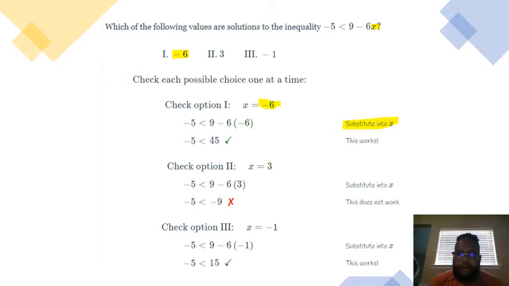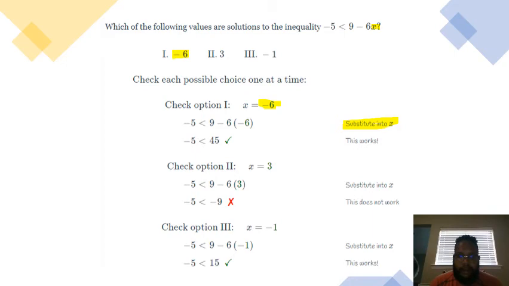Check option 2. If we put a 3 in there for negative 6, we get negative 9. Is negative 5 less than negative 9? No. Negative 5 is to the right of negative 9, which makes it greater if you look at the number line. So that doesn't work.